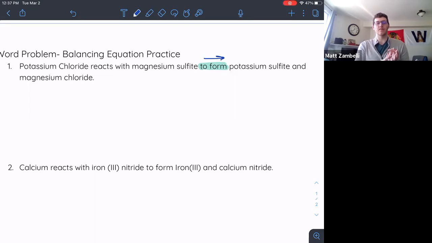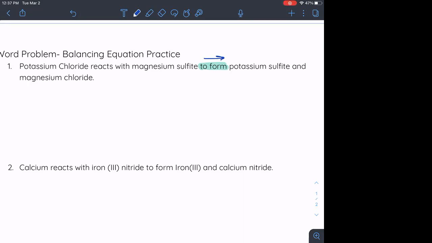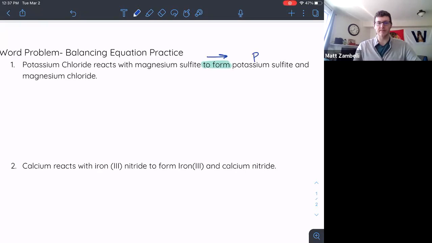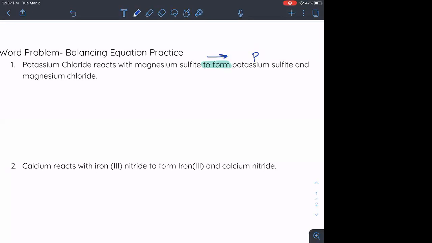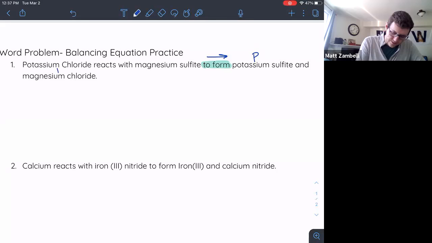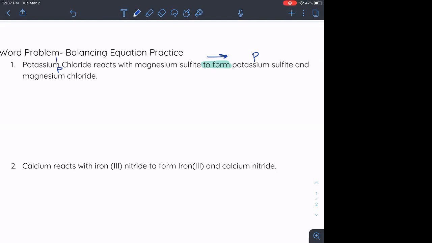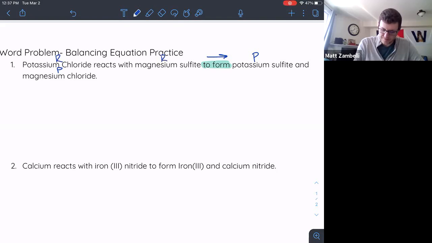So now let's figure out which ones are reactants and which ones are our products. So who can tell me a reactant or a product? The potassium sulfite is a product, awesome. So I'm going to put a P above it. And the magnesium chloride is a product. Awesome. We have 2 products. Do we have any reactants? Yes. What are they? Potassium chloride and then magnesium sulfite. Awesome. So we have 2 reactants and 2 products here.